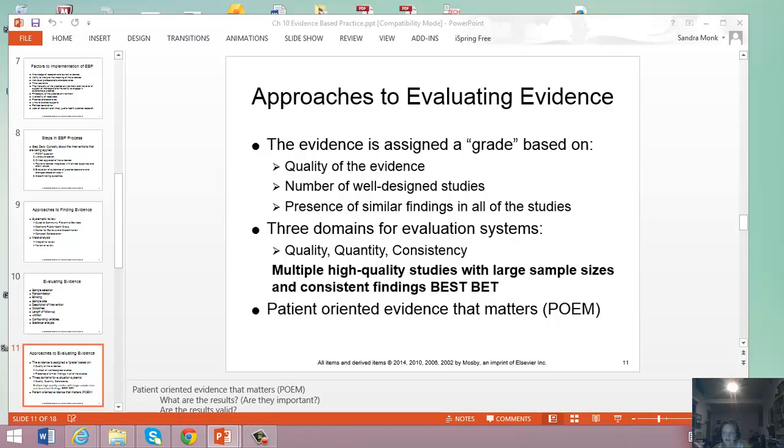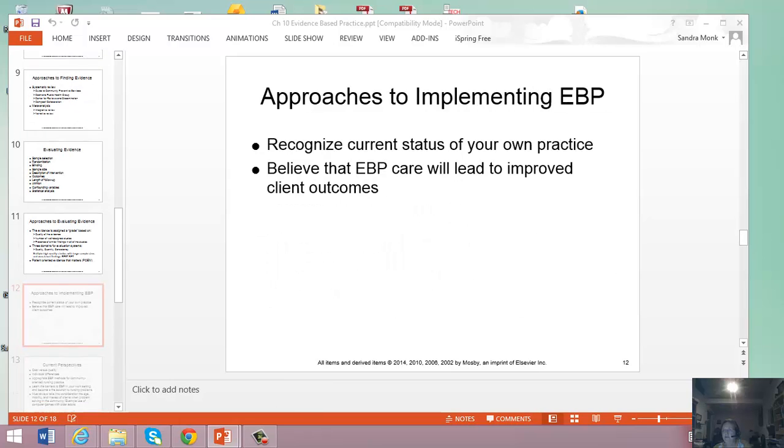And patient-oriented evidence that matters, that is, what are the results? Are they important? So there's kind of a so-what question with research and with evidence-based practice. Are the results valid? And how can the results be applied to client care? Because we don't really do research, and we don't really get involved with evidence-based practice just for the sake of doing it. It is for the sake of actually adding to nursing knowledge and to improving patient outcomes.